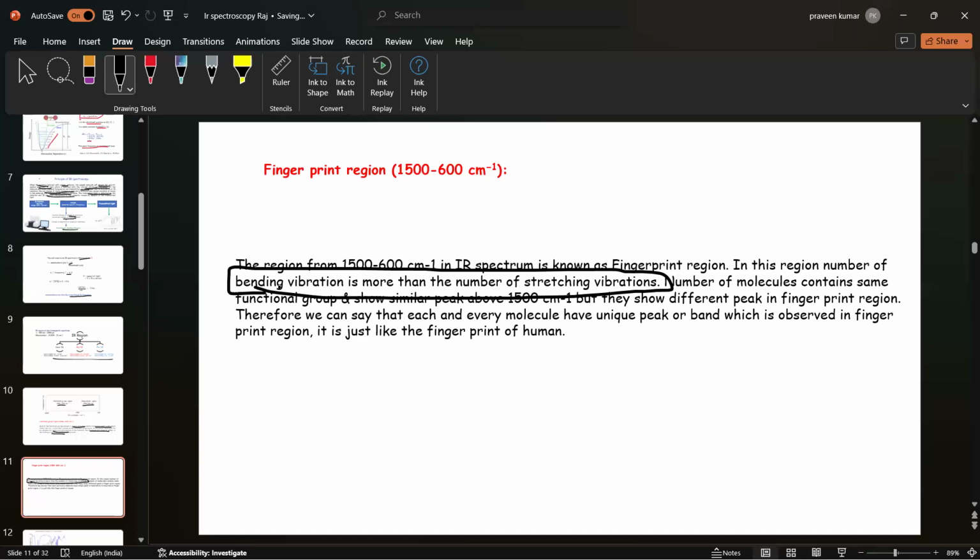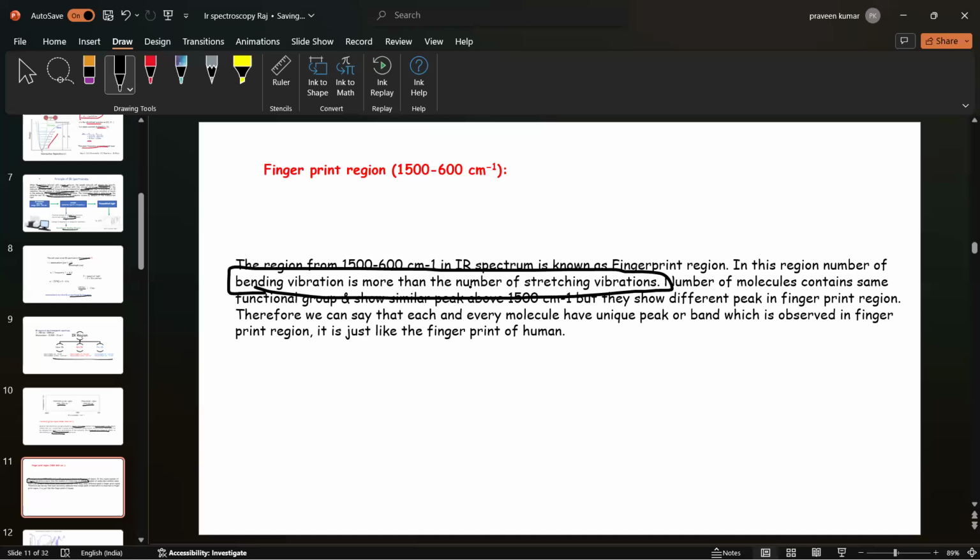For stretching vibrations or the bending vibrations, for which type of vibrations does it require more energy to induce the vibrations in a molecule? It is basically the stretching vibrations. Stretching, great, Sujana. So basically, the stretching vibration requires more energy when compared to the fingerprint region.